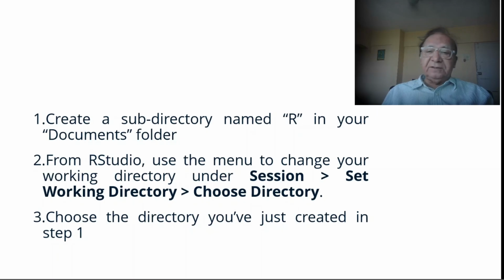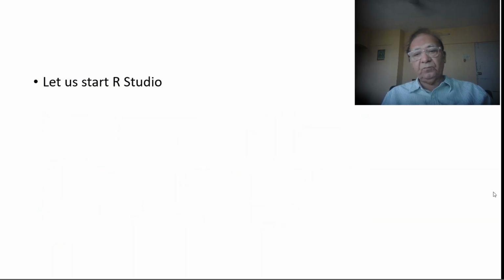First of all, after starting R, you will have to create a subdirectory named R in your documents folder, where you are going to work and save your files. You can create it on the desktop or in documents. From RStudio, use the menu to change your working directory. Under Session, Set Working Directory, choose the directory which you have created in step 1.